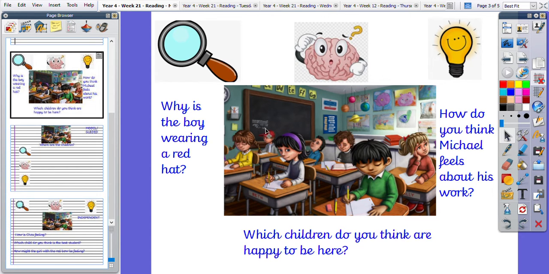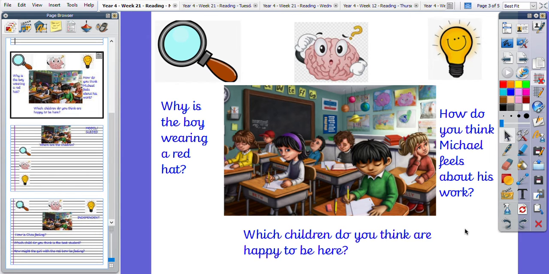Which children do you think are happy to be here? Well, having a look at their faces, because that's a big clue for inference, I think that Beth definitely wants to be there because she's looking excited about learning, she's getting on with her work, and she has a bit of a smile on her face as well. And I also think that this boy in the green top is feeling the same way because he's furiously writing things down and he looks very focused. So again, I'm using my spy skills to look for clues in the text.